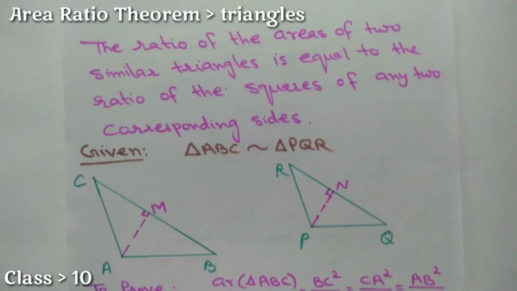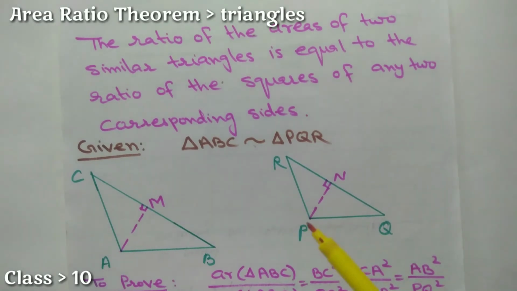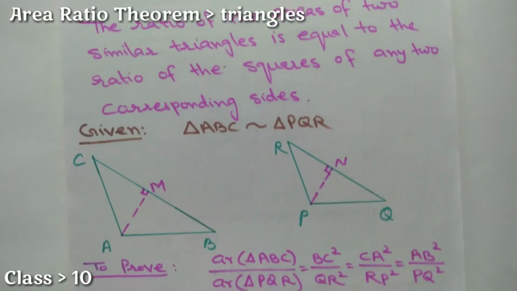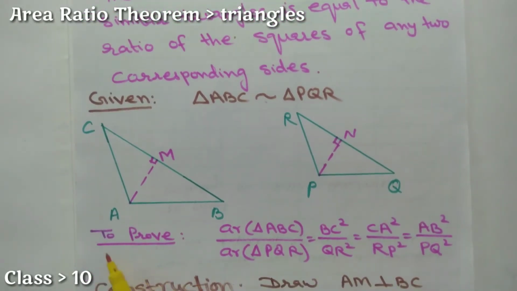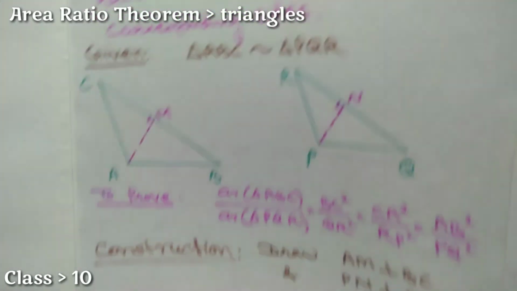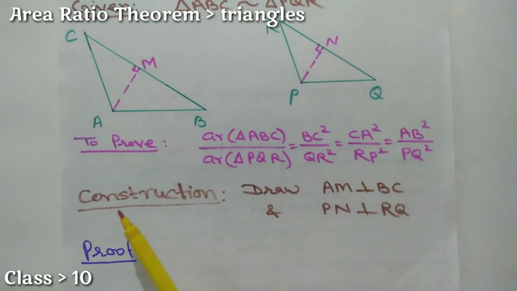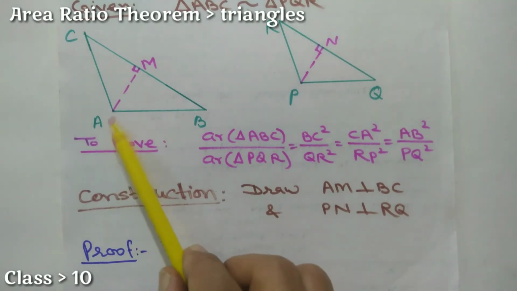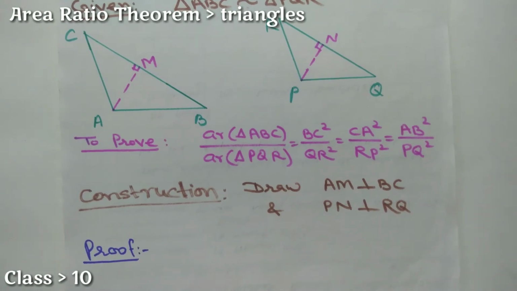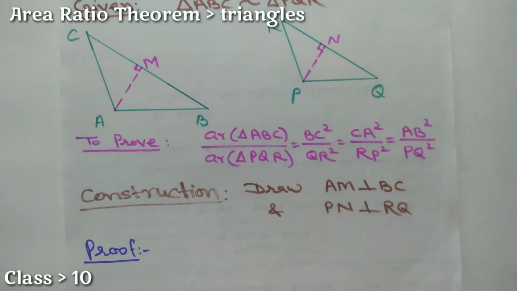What is given here is that triangles ABC and PQR are similar triangles. And what do we have to prove? We have to prove that area of triangle ABC upon area of triangle PQR is equal to BC square upon QR square, as BC corresponds to QR, CA corresponds to RP, so CA square upon RP square is equal to AB square upon PQ square. In order to prove this theorem, I need some construction. So draw AM perpendicular to BC and PN perpendicular to RQ.